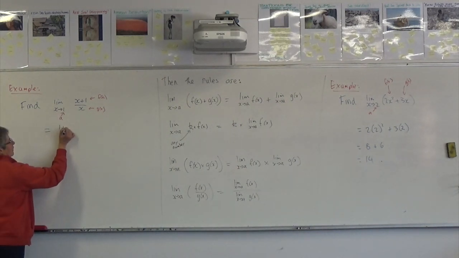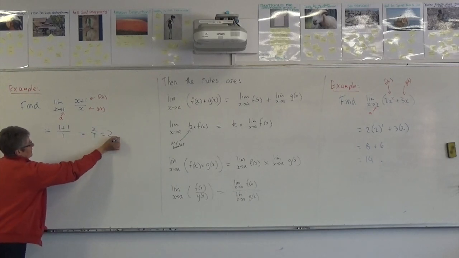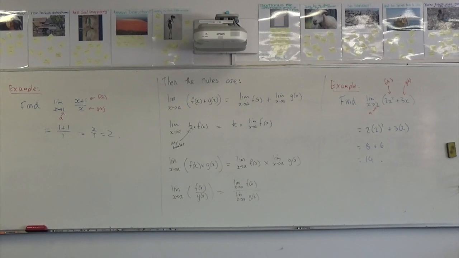So I get 1 plus 1 over 1, 2 over 1 equals 2. Nothing hard, is it? But there's got to be a trick to it. You're going to come across ones that aren't so straightforward.